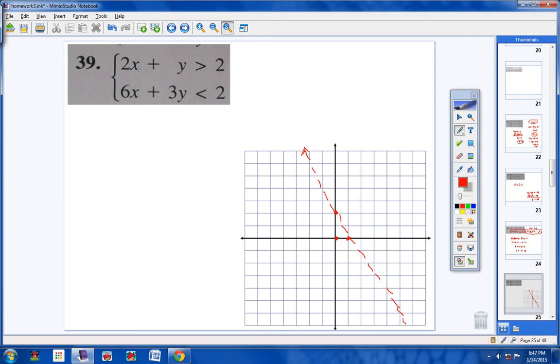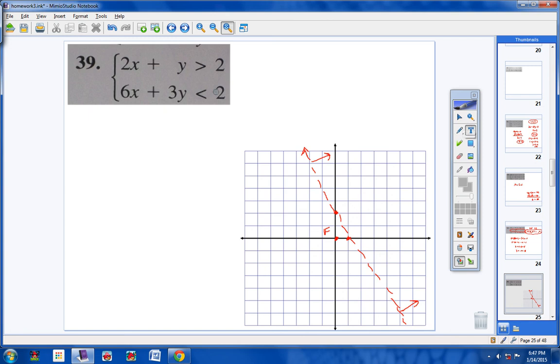Okay, so where the x is, I'm going to put a 0. So 2 times 0 plus y, which is 0, is greater than 2. Well, 2 times 0 is 0 plus 0, 0, 0 is greater than 2. Well, that's false. 0 is not greater than 2, so this point right here is false. It does not work. So why would you want to shade where the points are false? You wouldn't want to do that. You shade where the points are correct. So we're going to shade on the other side of this line. Okay? Alright, moving on now to the other equation.